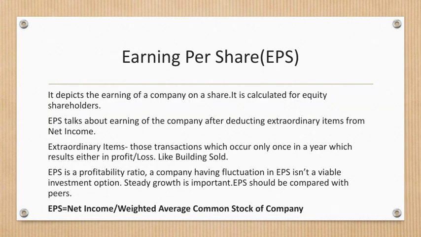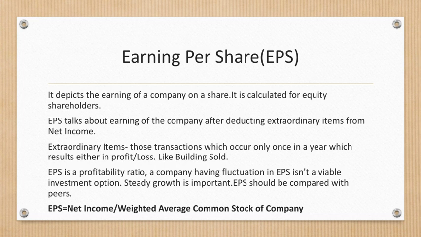The first ratio is earning per share, EPS. It depicts the earning of the company on a share. It is calculated for equity shareholders. EPS talks about the earning of the company after deducting extraordinary items from the net income. Extraordinary items include those transactions which occur only once, resulting in profit or loss, like when machinery is sold, a building is sold, etc.